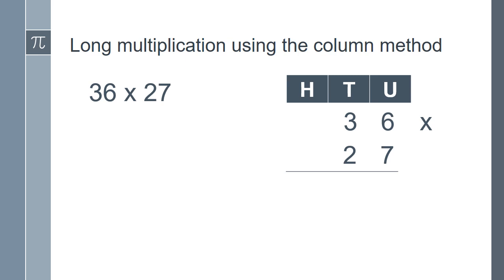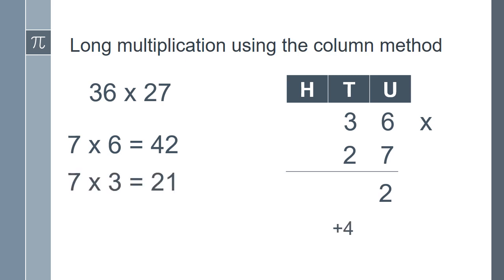So what we do now is multiply every number on the bottom by every number on the top. So we start at the right hand side and we do 7 times 6, that's 42. So we put the 2 in the units column and carry the 4 into the tens column. And then 7 times 3, that's 21. Add 4 is 25. So we put the 5 in the tens column and the 2 in the hundreds column.